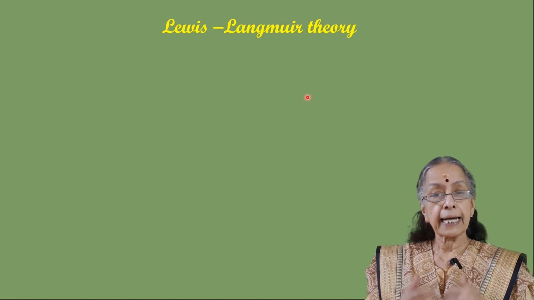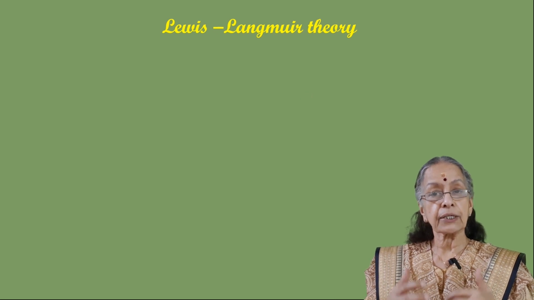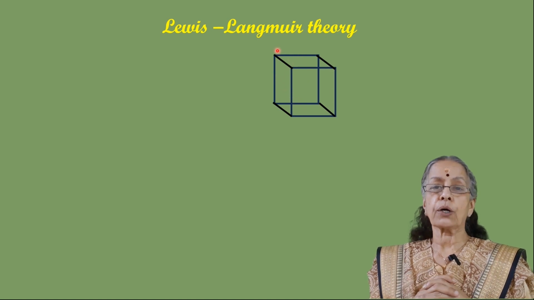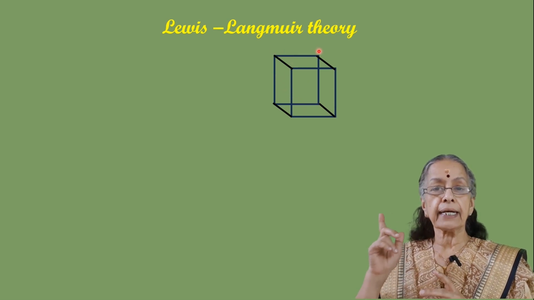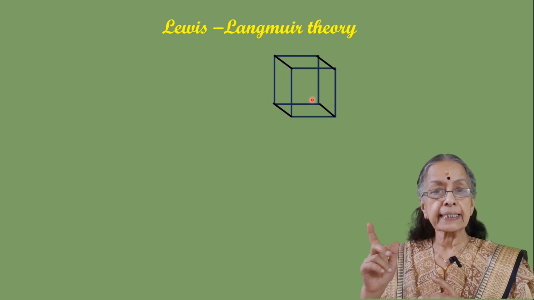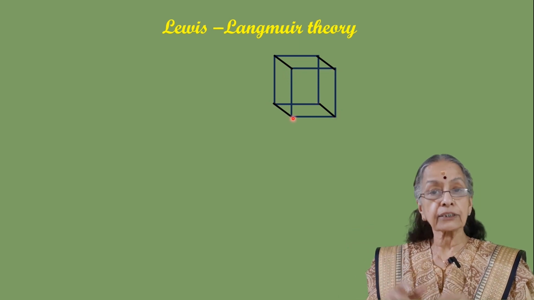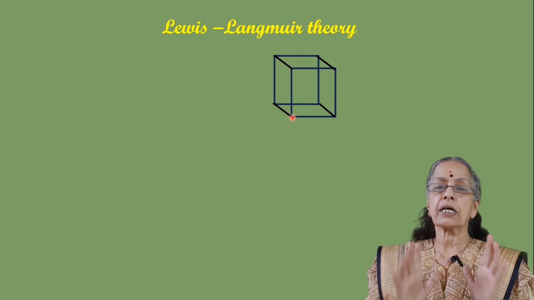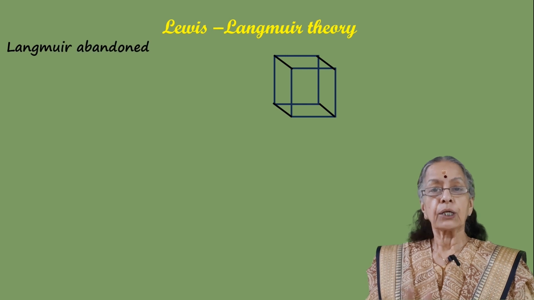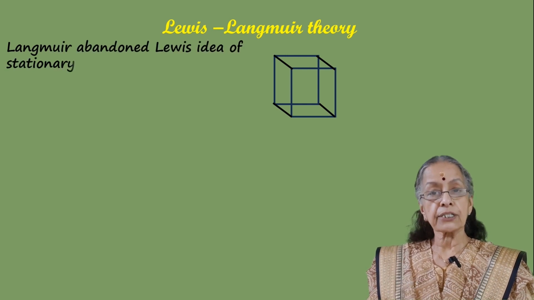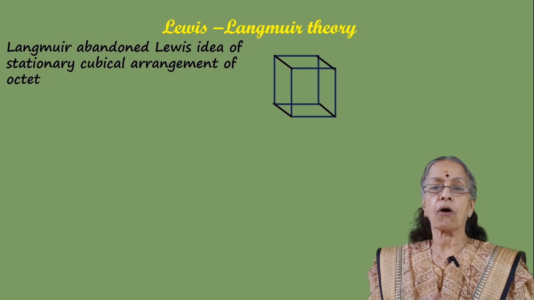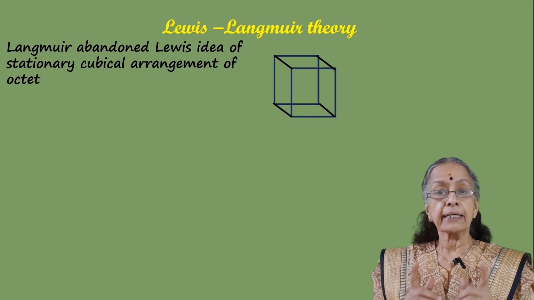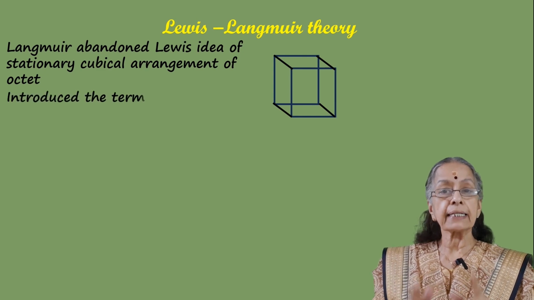As per Lewis stationary cubical concept, this is the cube and these are the 8 corners: 1, 2, 3, 4, 5, 6, 7 and 8. The electrons are stationed at these 8 corners and they are stationary. Langmuir abandoned Lewis' concept of stationary cubical arrangement of the octet. He came forward with his concept and introduced the term covalent bond.